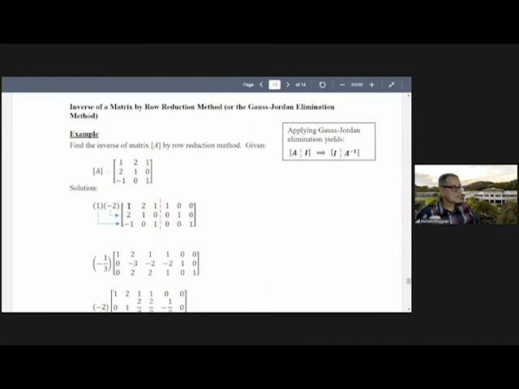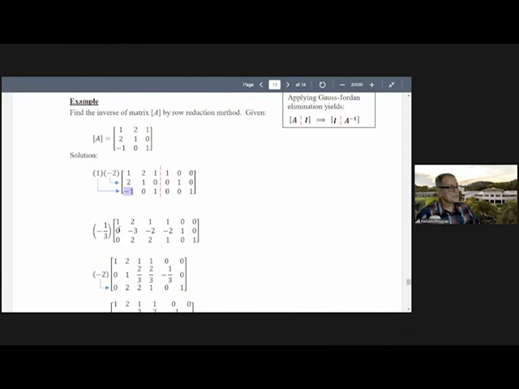Nothing new, it is already 1. Normalized. I want to make this one 0 and this one 0. Multiply this row by -2, add to this one, makes this 0. Multiply it by 1, add this one, makes it 0. This is what we get.